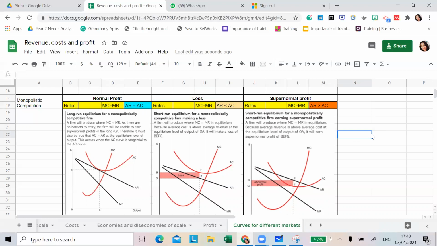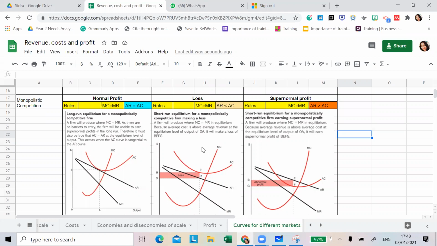So how do we show this in the diagram? You can see exactly AR equals AC. There is a point where your average cost is equal to your average revenue. So in this situation, a firm doesn't make a loss or an abnormal profit. It makes a normal profit. This actually occurs in the long run, where many firms are attracted towards this industry.